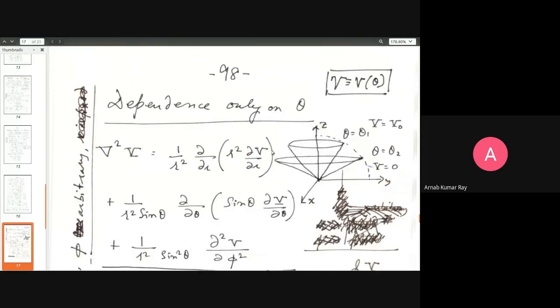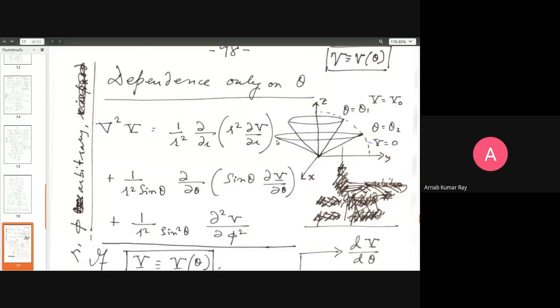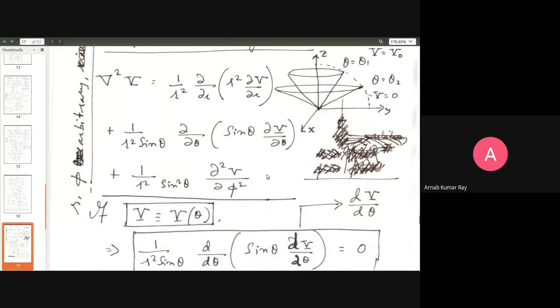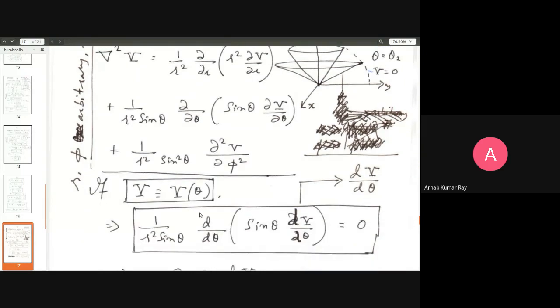V does not depend on R, therefore this will be 0. V does not depend on phi, therefore this will also be equal to 0. If V depends only on theta, then only this part will be non-zero, and that is what you write: 1 by R squared sine theta, d d theta of sine theta dV d theta, which, as I've written in clearer handwriting over here, is equal to 0. This is the operator that you shall have to work with.